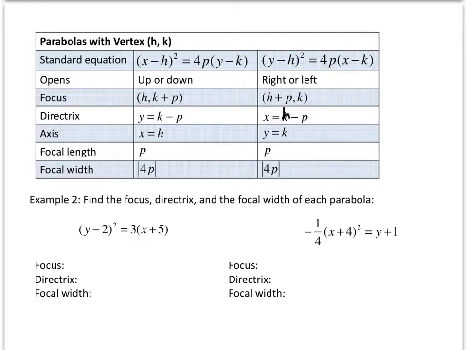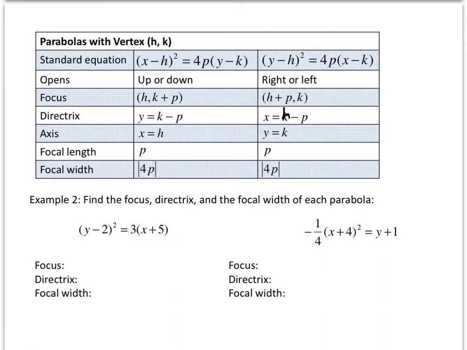If we look at this first one, this is still the situation where y is the variable that's not squared, which means it opens up or down. For our focus, we start off with the vertex and we add our p to the y value, because y is what's not squared. Our directrix, we subtract from our y value. Our axis of symmetry here is going to be x equals whatever our h value is, and our focal length and focal width stay the same as what they were.